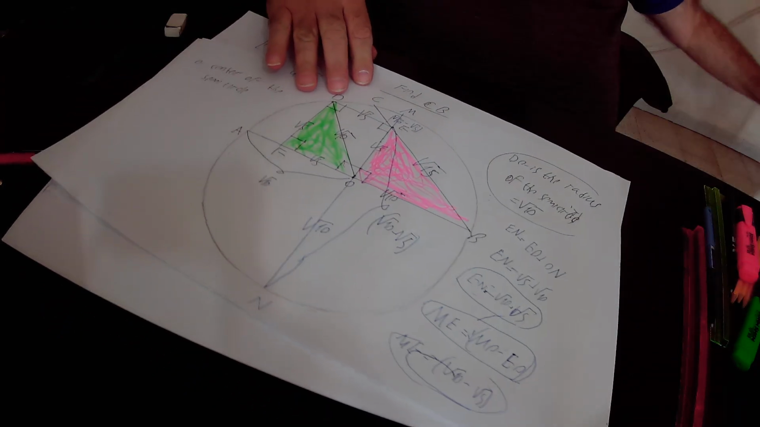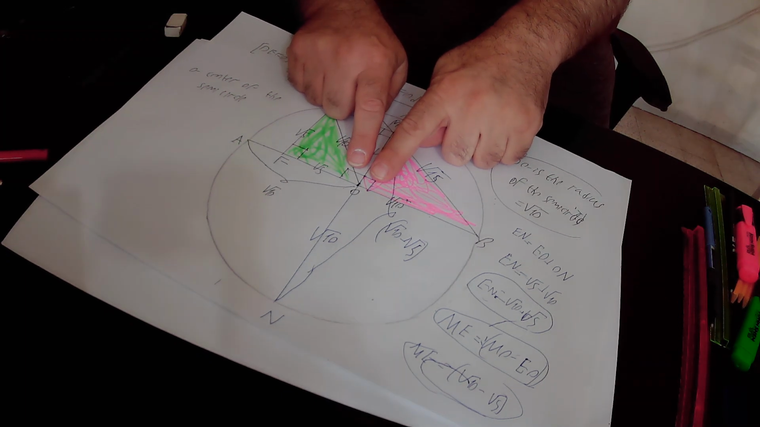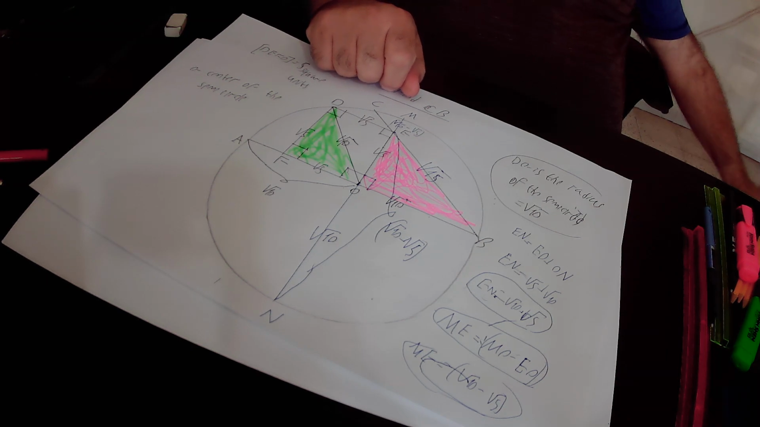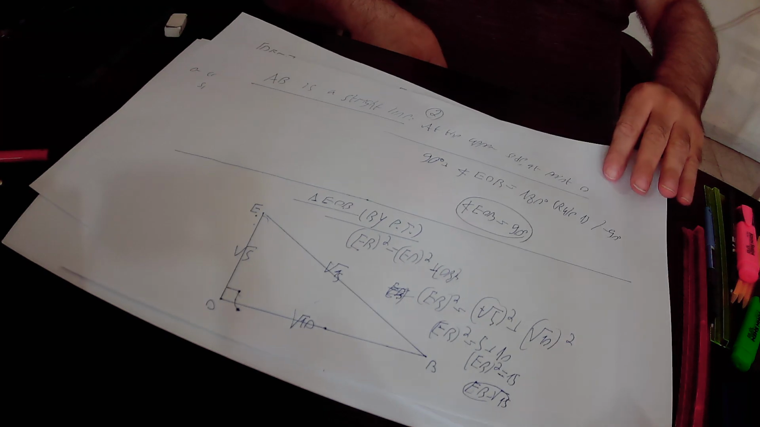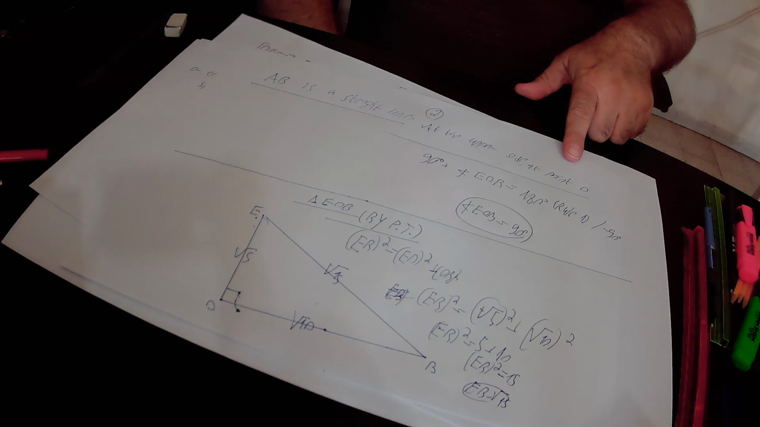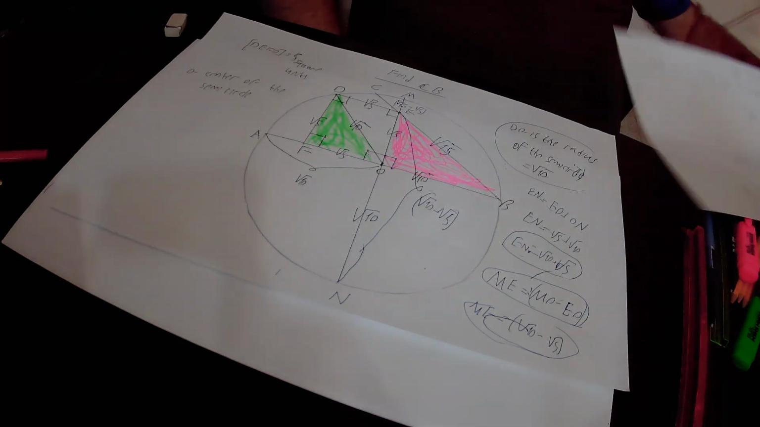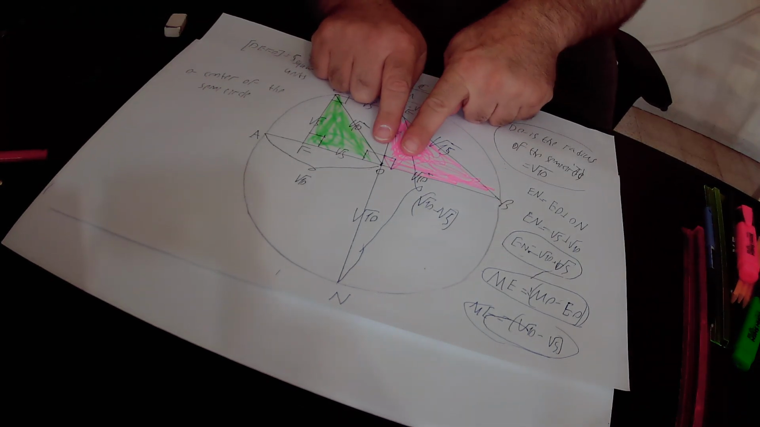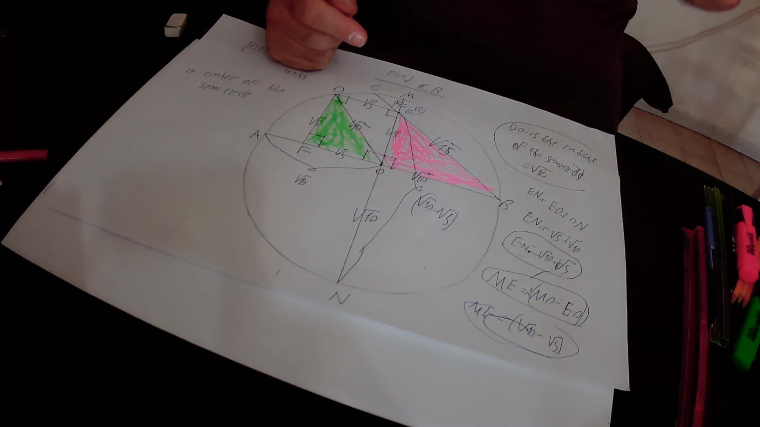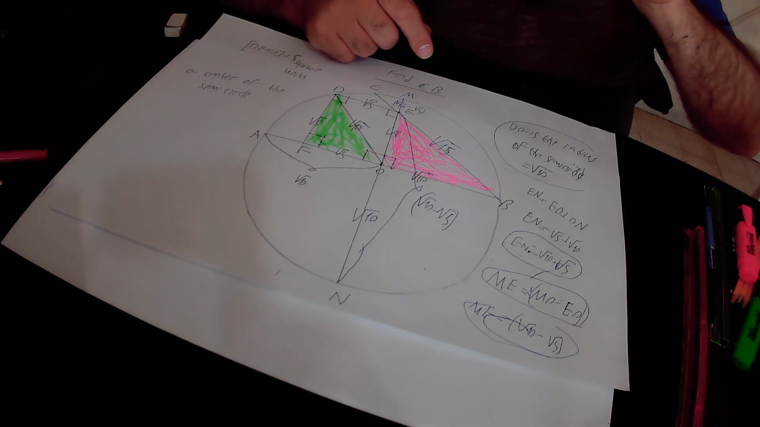So if we focus on the upper side of the straight line AB at point O, the sum of the angles must be equal to 180 degrees according to rule number 1. Which angles do we have at the upper side of AB at point O? We have this angle that is equal to 90 degrees plus the missing angle EON.